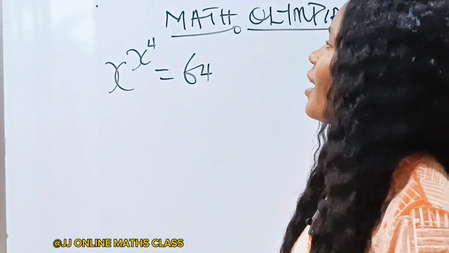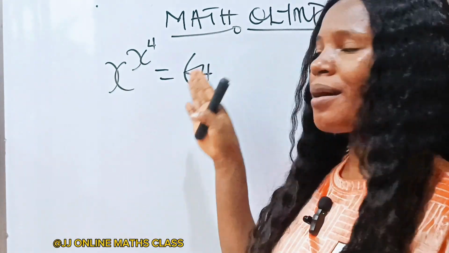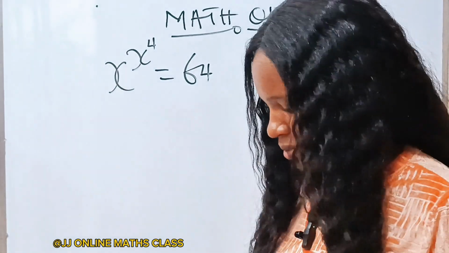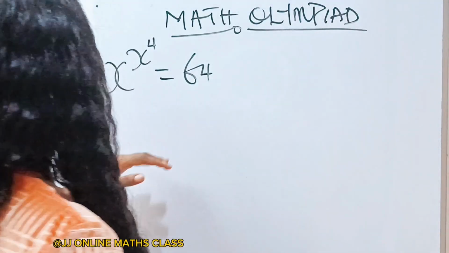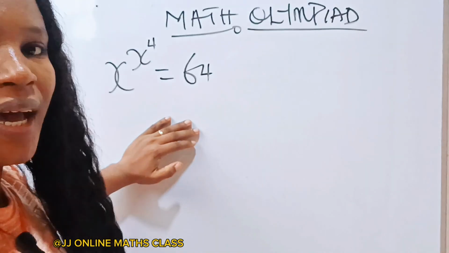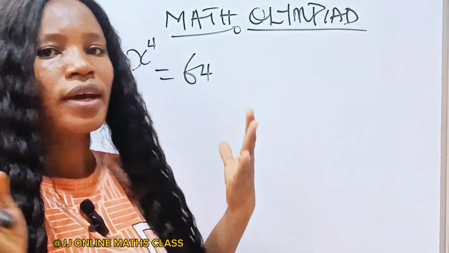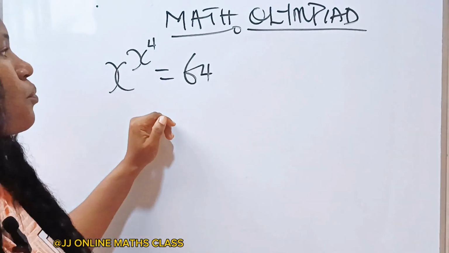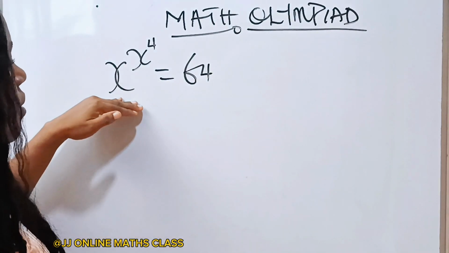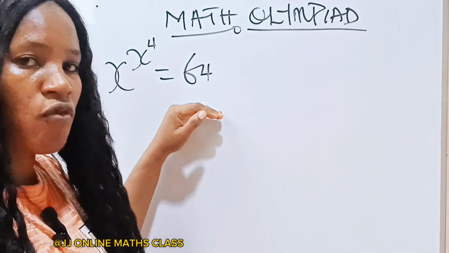Welcome to today's class, and we are asked to solve for the value of x in this particular math Olympiad question. This is a very easy question, yes. But if you don't know how to apply some laws of indices, you will not be able to get the solution right. So first of all, let's raise each part of this equation to the power of 4.